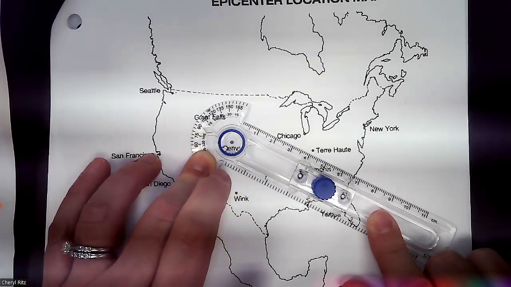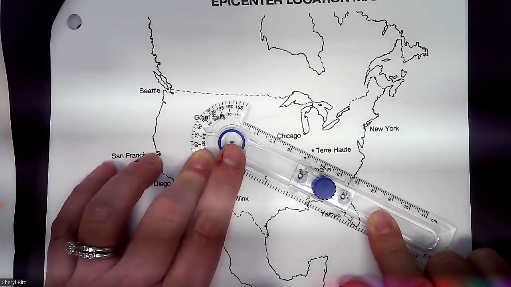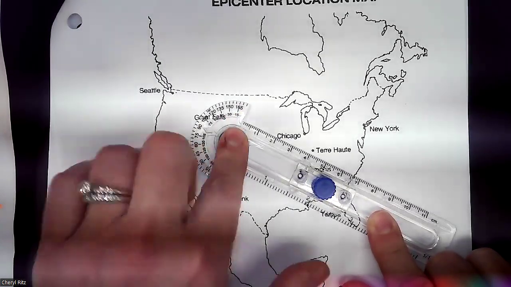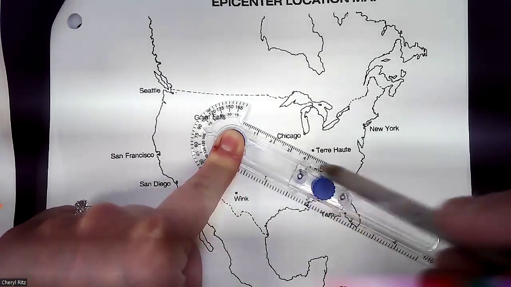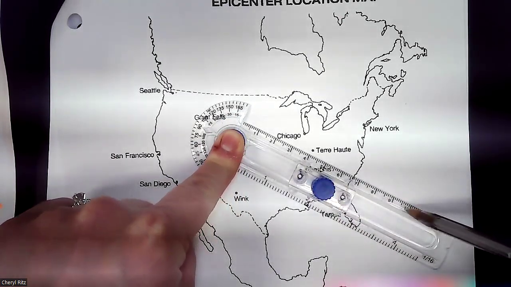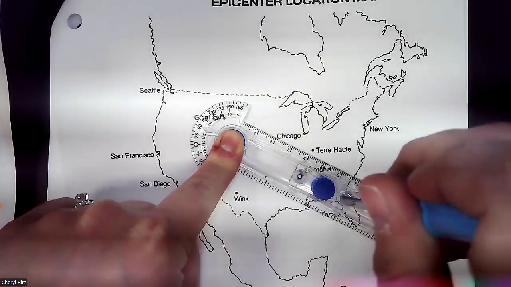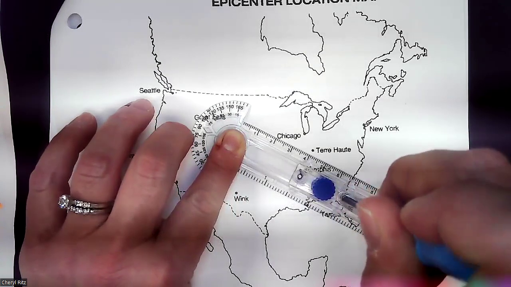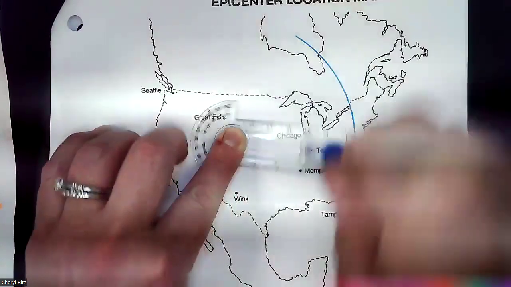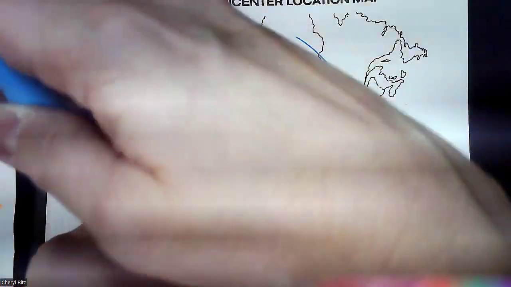And then here's where you got to practice your circle drawing. So you hold down the bullseye over Denver. Stick your pen in whichever hole you measured with. So I used the outside. I don't know what you guys used, but use whichever one you measured with. And go ahead and drag it around and draw your circle.